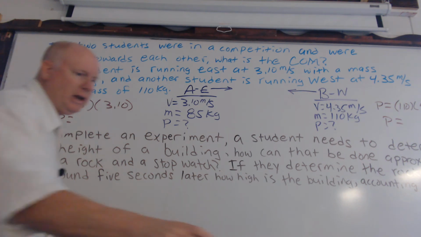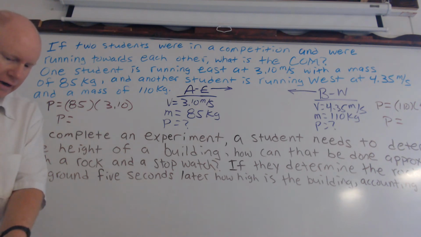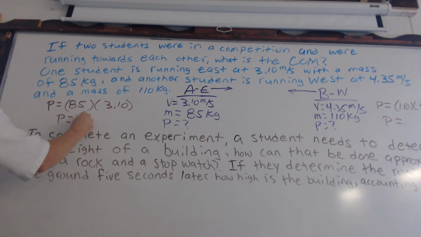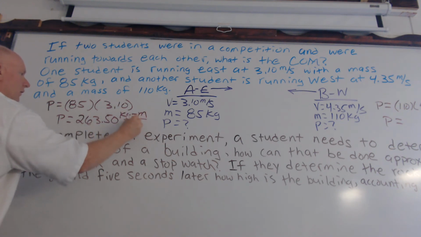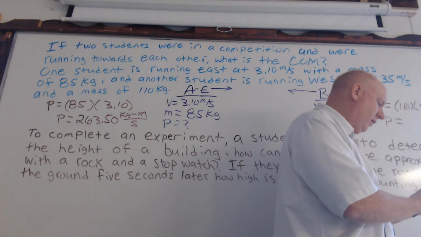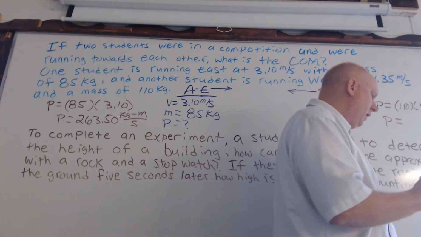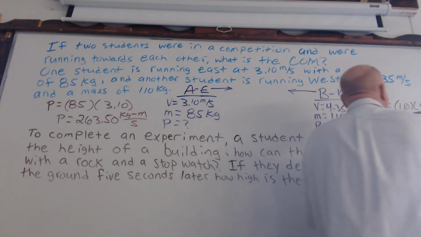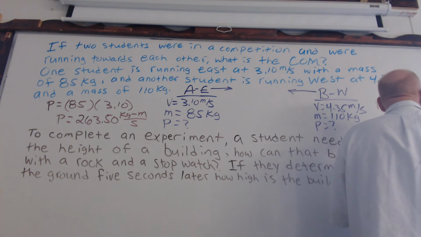Doing what the formula tells us, 85 times 3.10 gives us 263.50 kilograms meters per second. And over here, 110 times 4.35 gives us 478.50 kilograms meters per second.